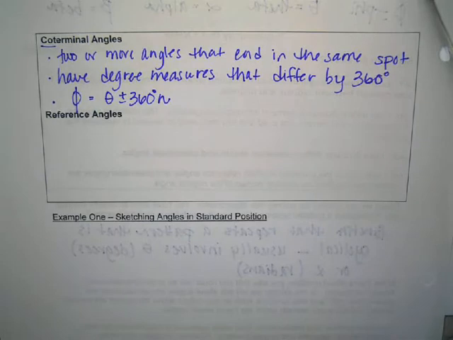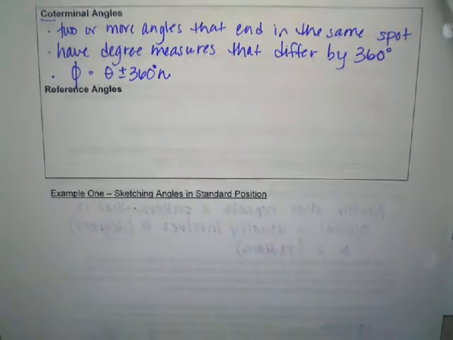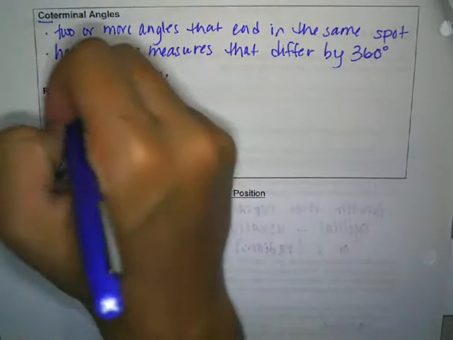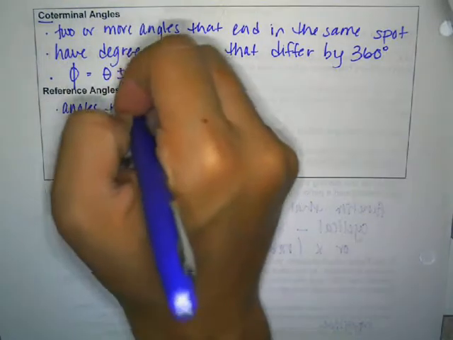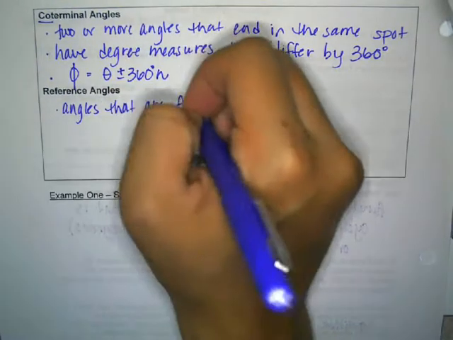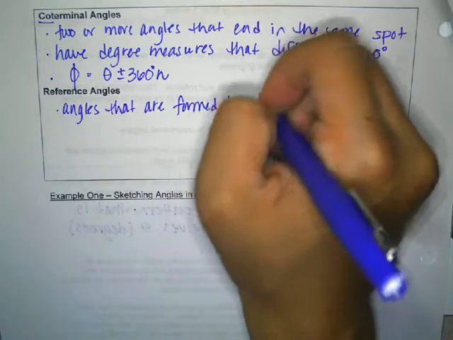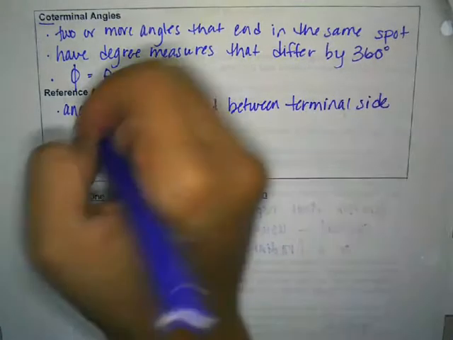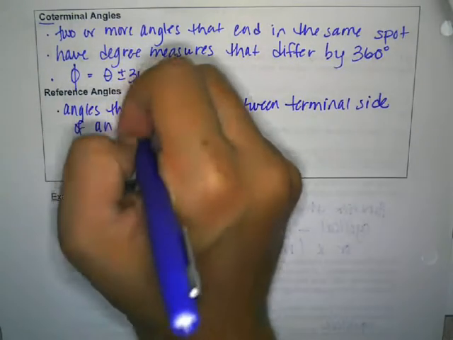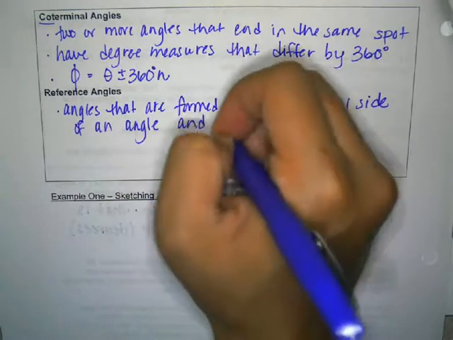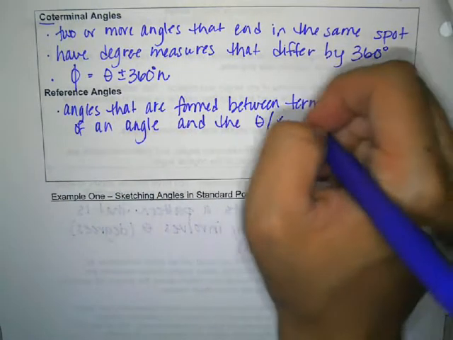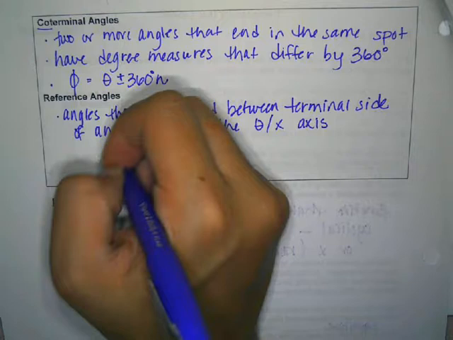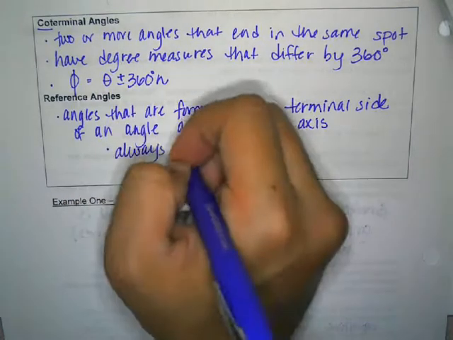Okay, now reference angles are going to play a key part in many sections that we do. We talk about reference angles quite a bit. These are angles that are formed between a terminal side of an angle and the theta slash x axis, or the horizontal axis. Some key things here. Reference angles are always less than 90.